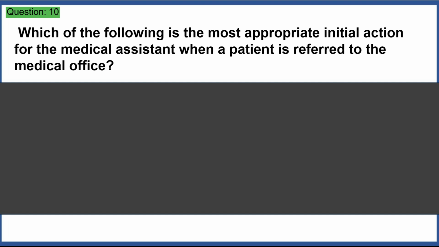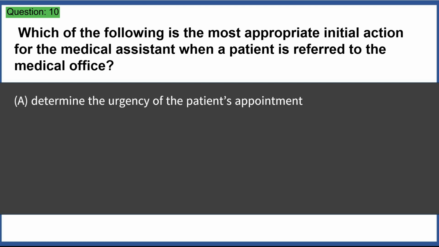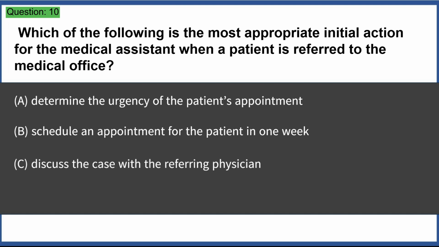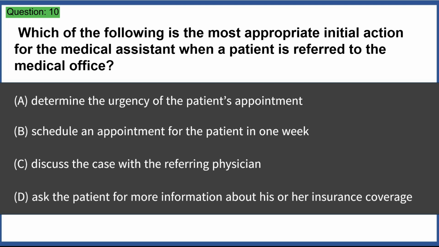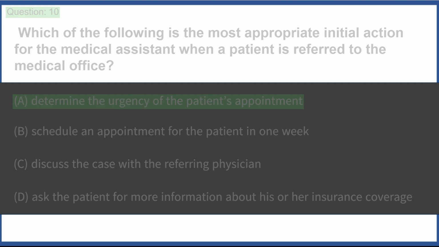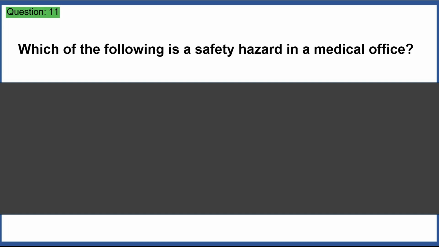Which of the following is the most appropriate initial action for the medical assistant when a patient is referred to the medical office? A. Determine the urgency of the patient's appointment, B. Schedule an appointment for the patient in 1 week, C. Discuss the case with the referring physician, D. Ask the patient for more information about his or her insurance coverage. Answer: A. Determine the urgency of the patient's appointment.